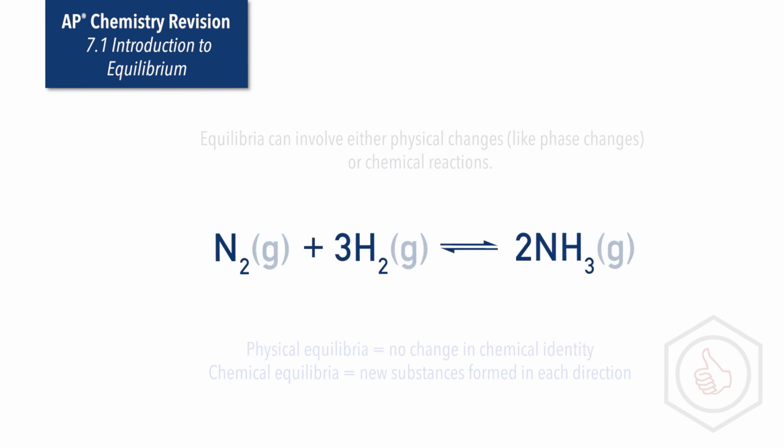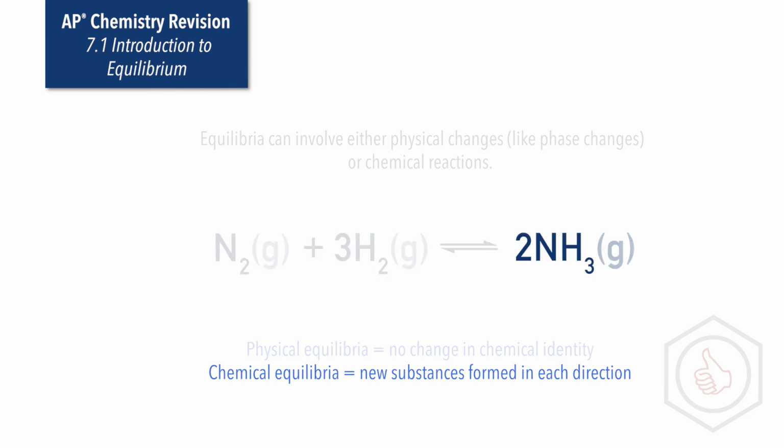The Haber process would be an example of chemical equilibrium. Nitrogen can react with hydrogen to form ammonia, and ammonia can then re-react to form nitrogen and hydrogen. If the rate of ammonia production is the same as the rate of nitrogen and hydrogen production, then the system would be at equilibrium. This would be an example of chemical equilibrium because new species are being formed in each direction.